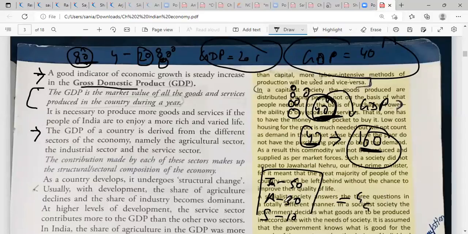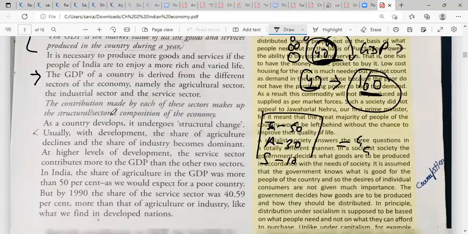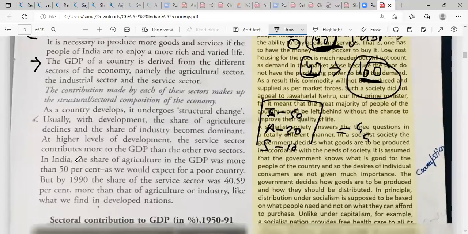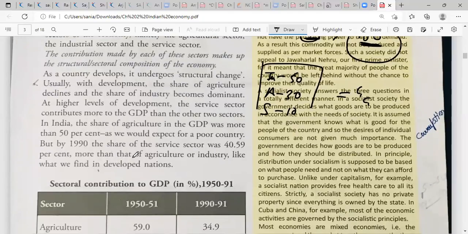Okay. So this is what your growth is, and how you're going to compare it. You're going to compare it with the help of GDP. Clear? Yes.